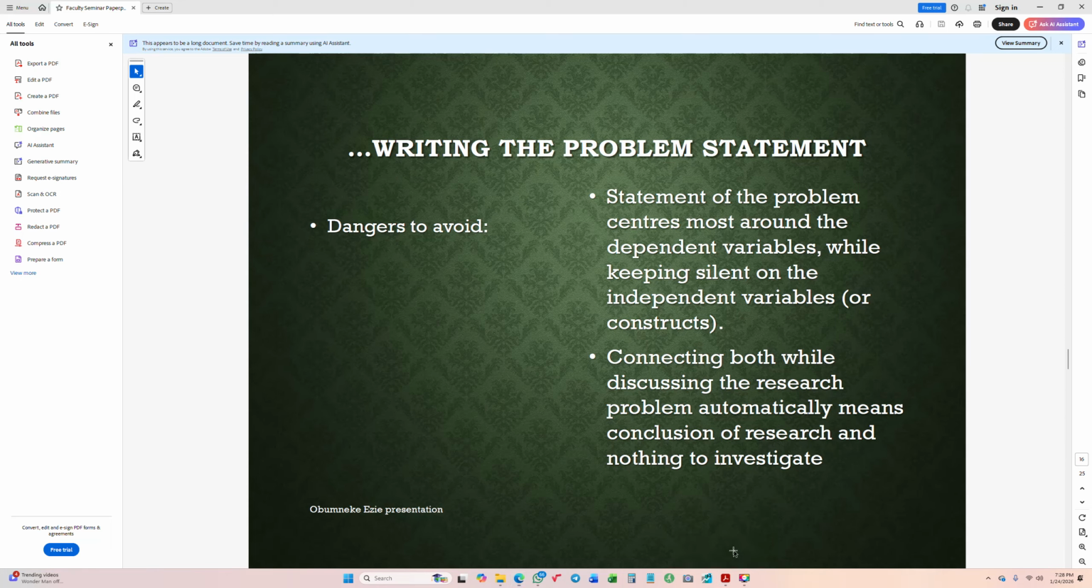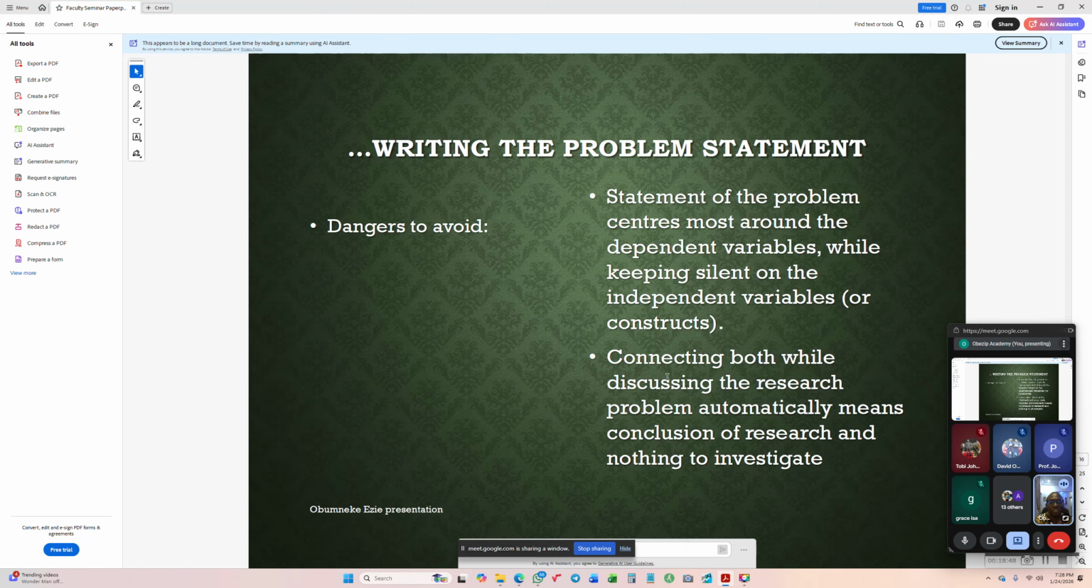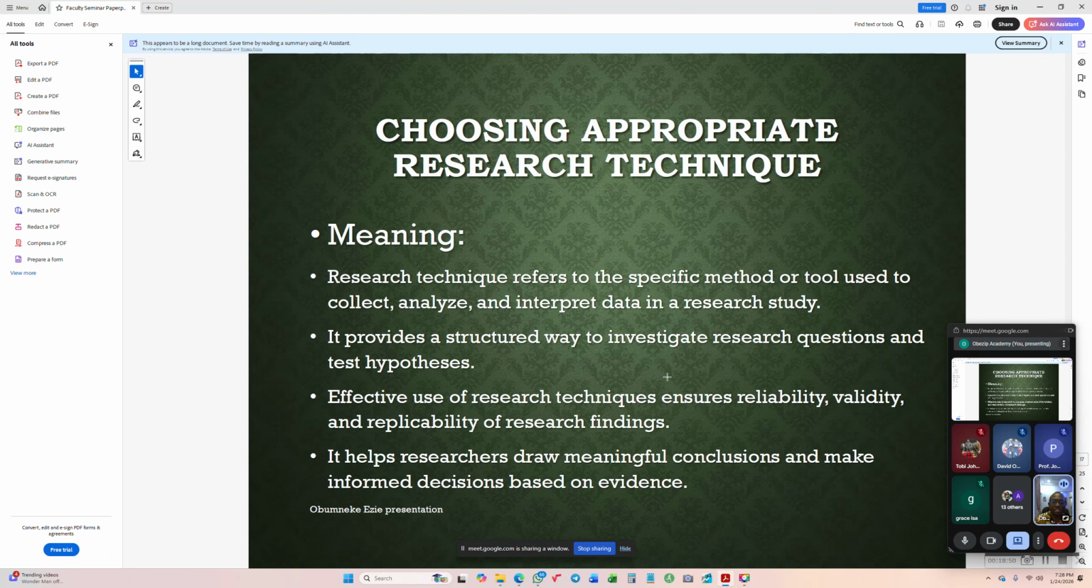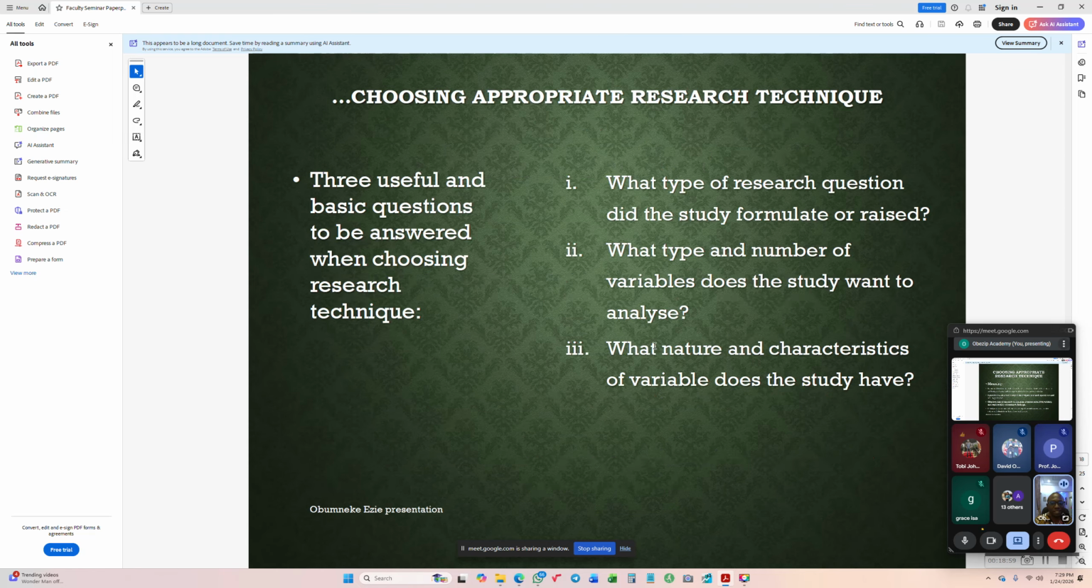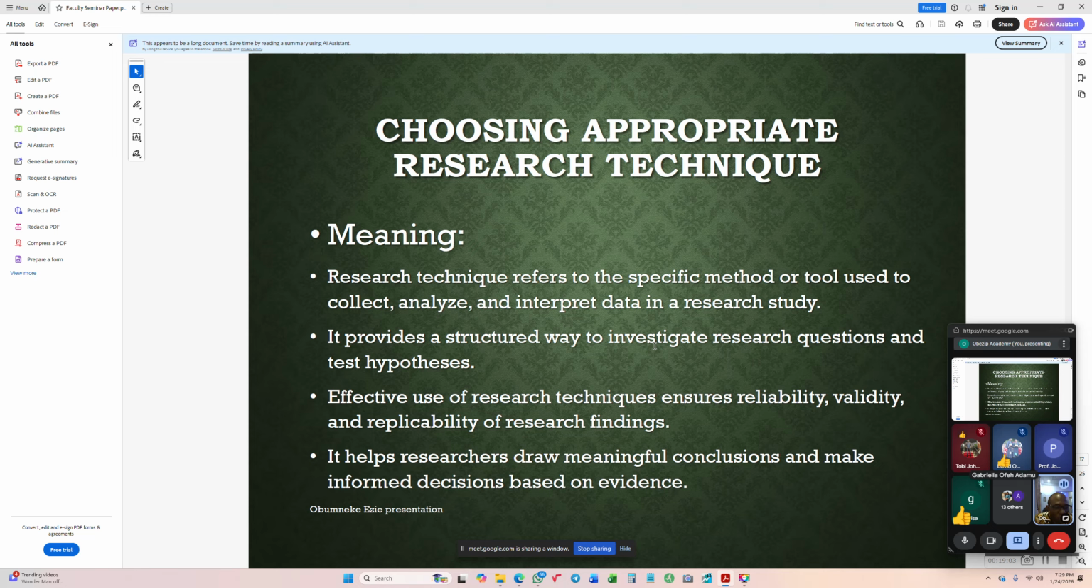So we'll proceed with the second leg of this presentation, which is choosing appropriate research technique. If you can see my slide, can you just wave or give a thumbs up if the slides are moving? Brilliant. Now, the second leg of our presentation today is about choosing appropriate research technique. The question is this: what is research technique?